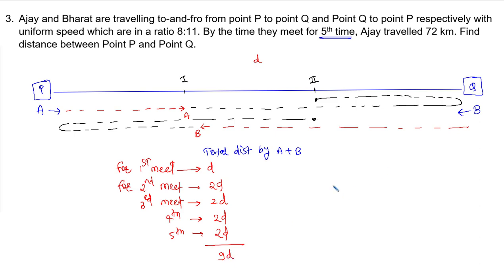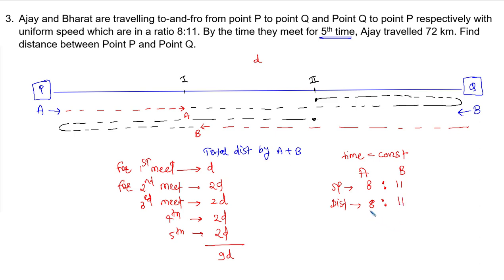So whenever the question is about meeting and they start at the same time, you can see that the time is constant. Whenever time is constant, the ratio of speed is the same as the ratio of distance. The ratio of speed is 8:11, so the ratio of distance traveled by them is also 8:11.